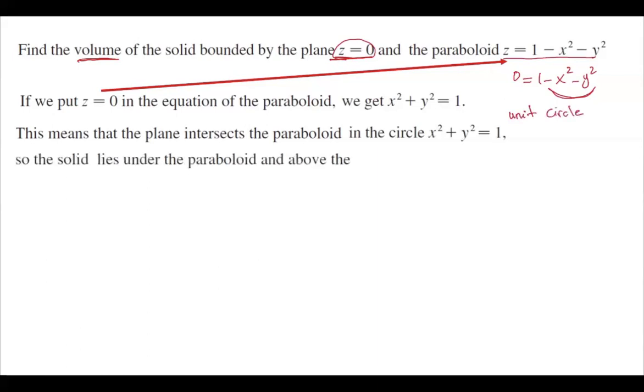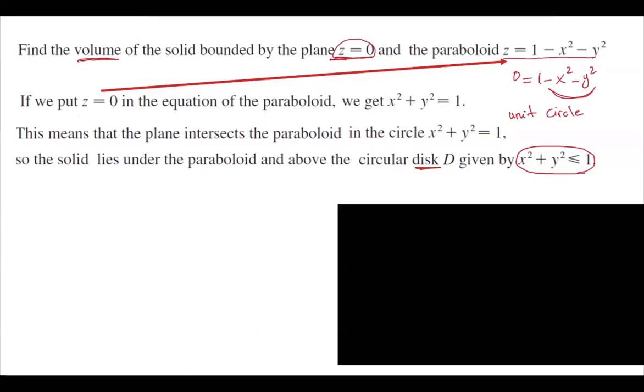So the solid lies under the paraboloid and above the circular disk D given by x squared plus y squared less than or equal to 1 in this case. As you can see, the difference between a circle is just the boundary points, but when you're talking about a disk, it includes interior points and the boundary points as well.